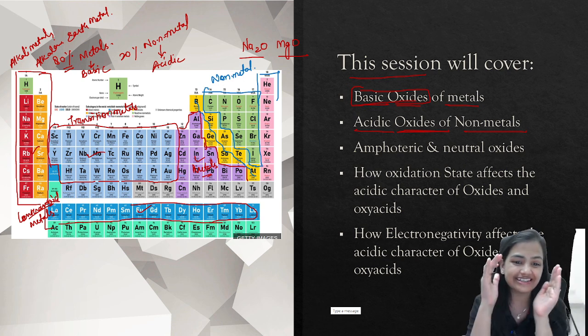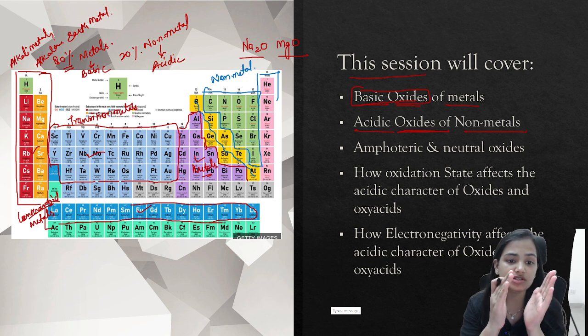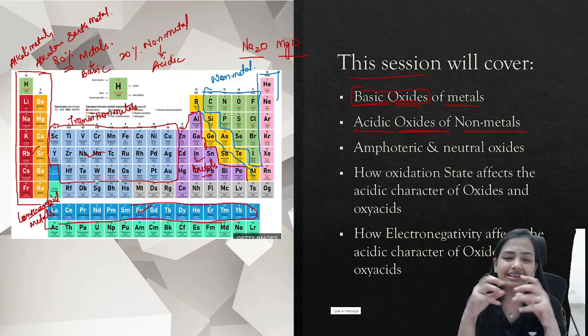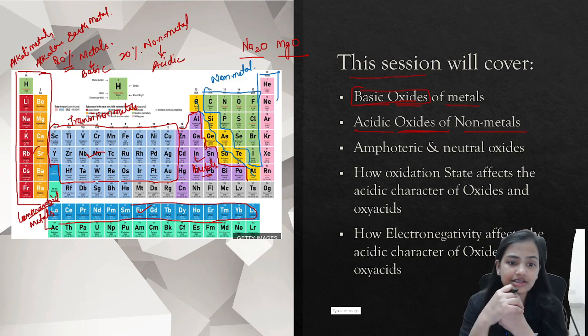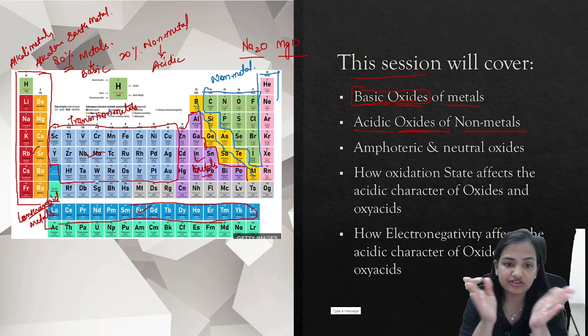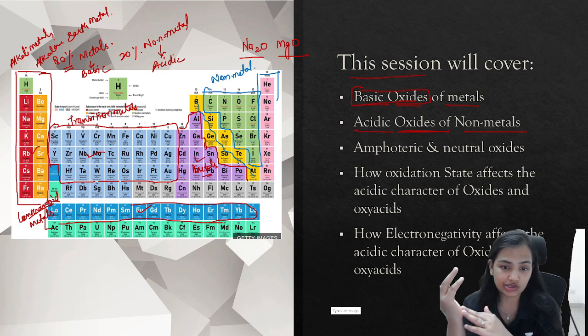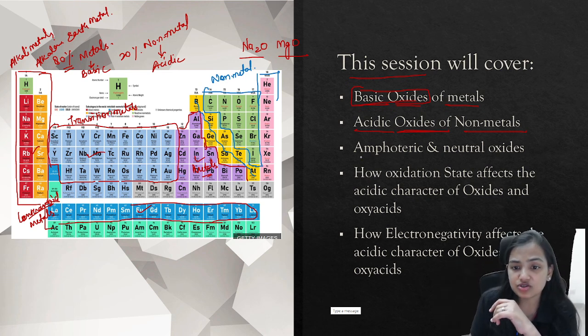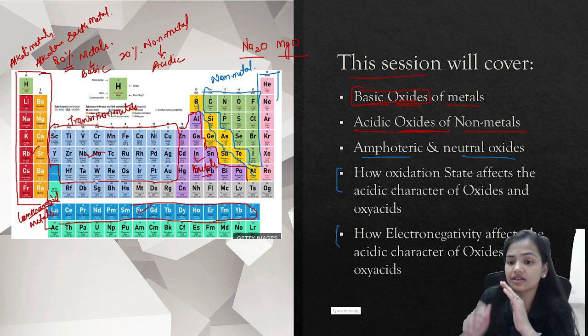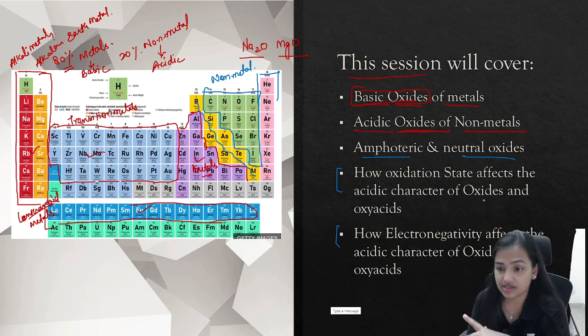They are basically sandwiched, so we can say that they possess both the metallic and non-metallic behavior. So usually they are metalloids. Because they are metalloids, a mixture of metallic and non-metallic behavior, they will have more of an amphoteric nature. So the next topic is going to be the amphoteric and the neutral oxides as well. Now the most important points are these two. We will be learning about how the oxidation states affect the acidic character of oxides and oxyacids.